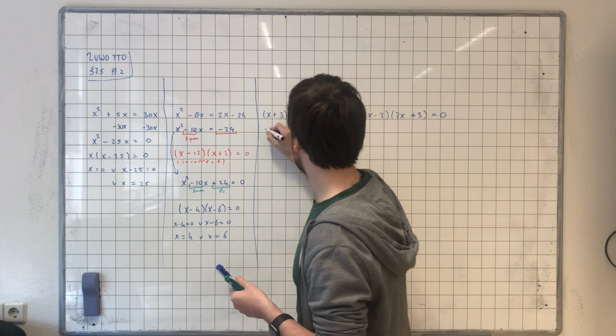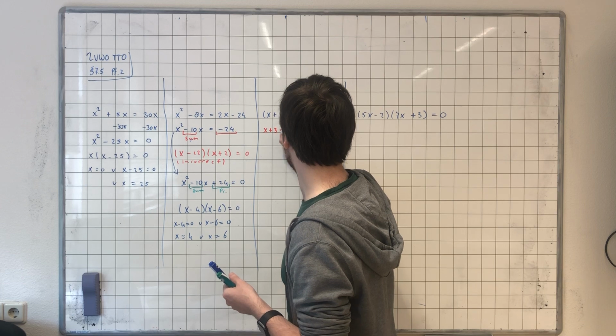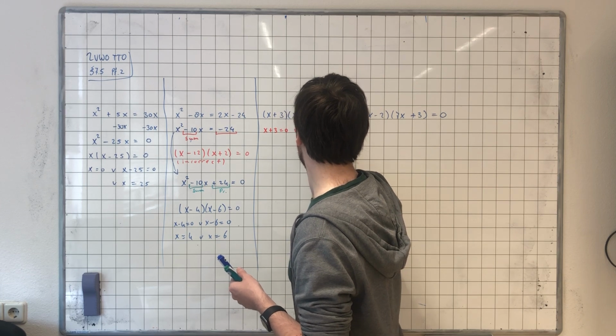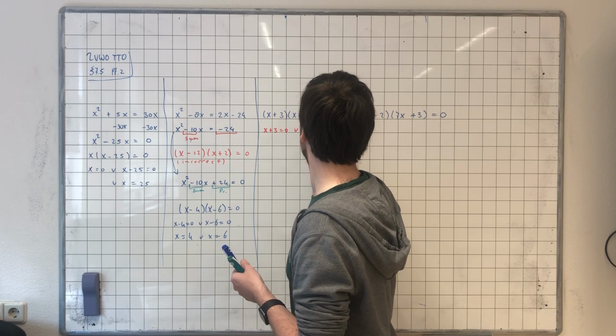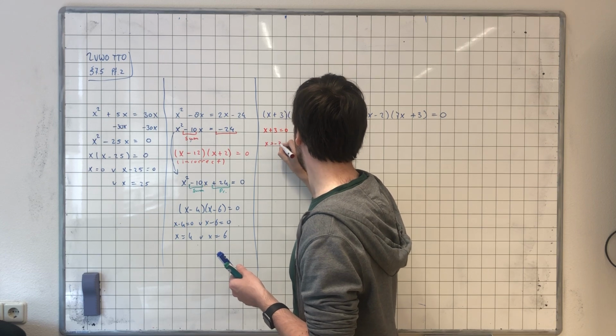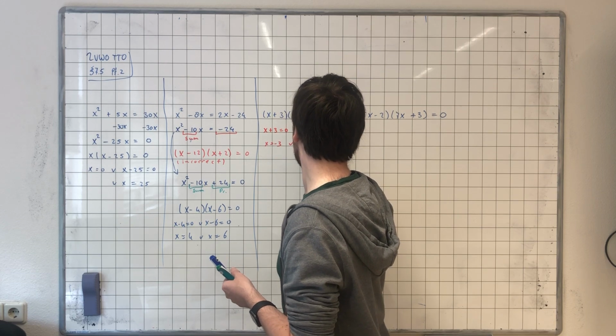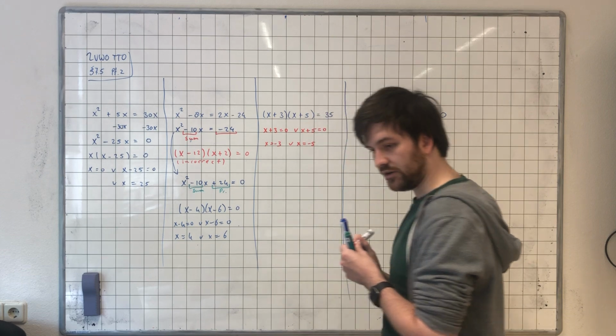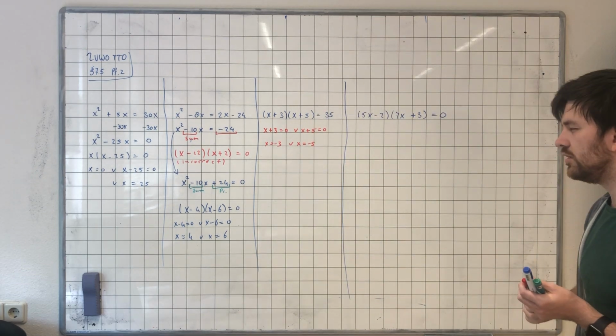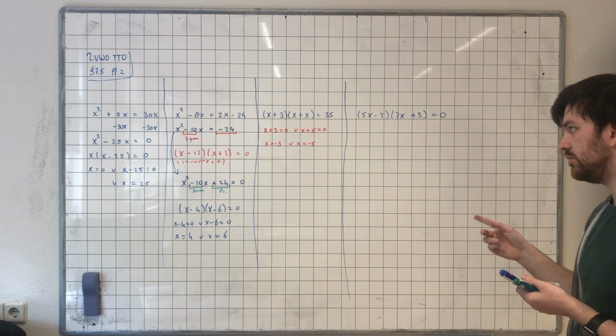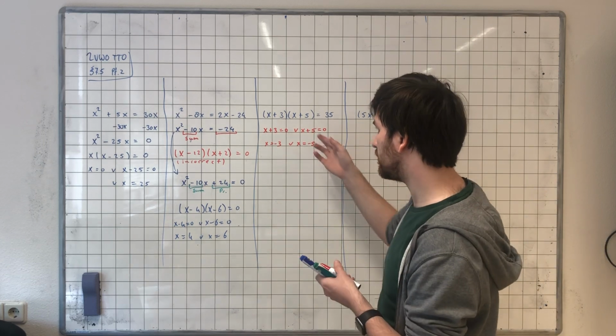Okay, we have x plus 3 is equal to 0 or x plus 5 is equal to 0. So x is minus 3 or x is minus 5. And hopefully right now you're not sitting behind your laptop thinking, but that's correct, right? No, it's not. And why isn't it correct?